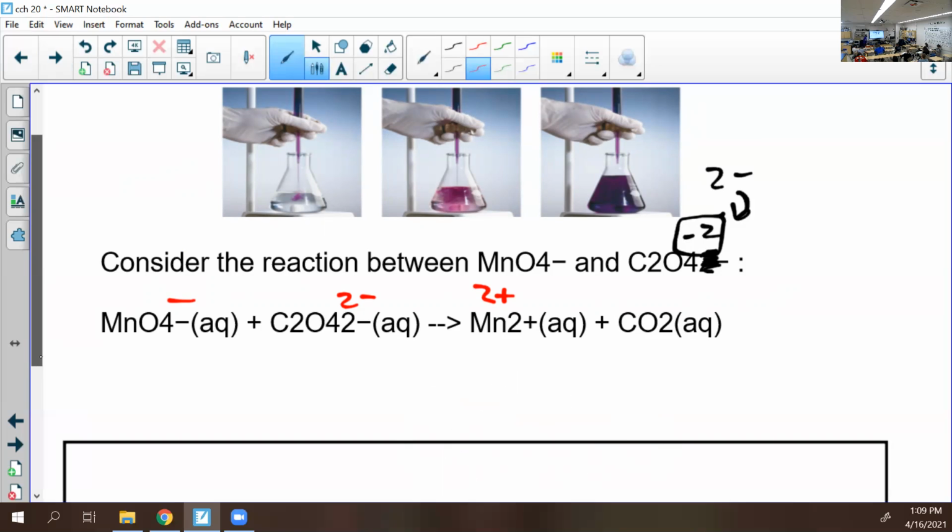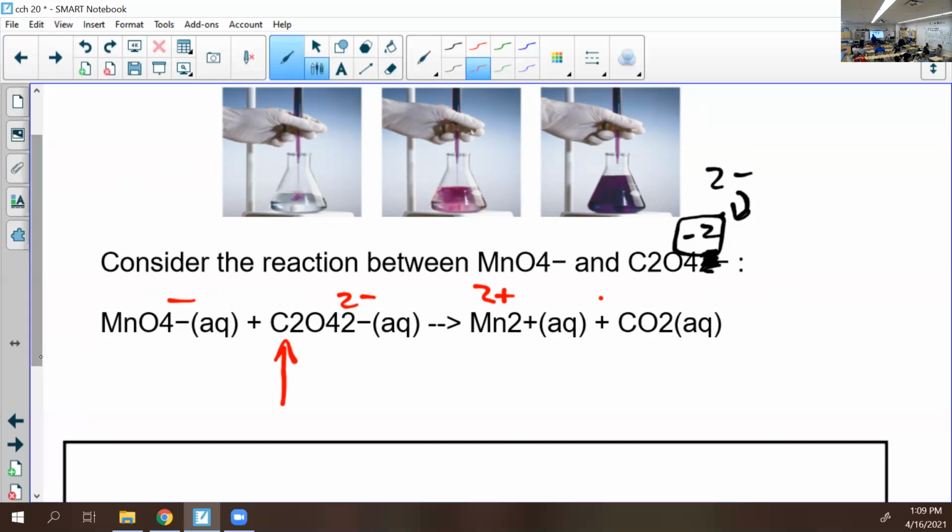Okay, so you took a picture of the steps. The first thing said to balance anything besides hydrogen or oxygen, right? So manganese, I look at that, it's a 1 and it's a 1. So that's taken care of. You with me? The only other thing is C. There are 2 of them here and 1 of them over there. So I'm going to have to put a 2.